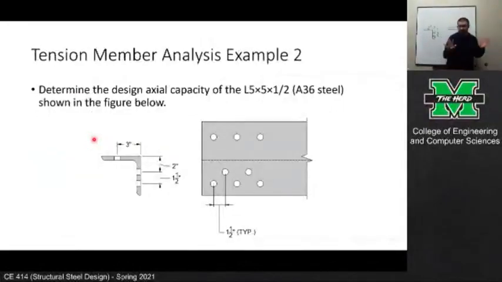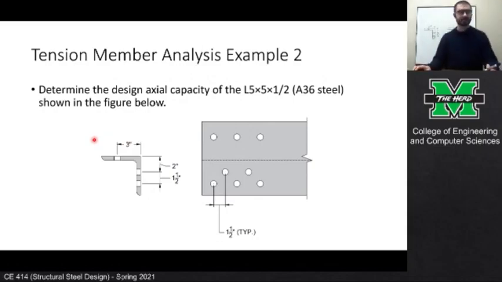Okay, and so this is going to be our problem for today. And I want to illustrate what's going on here because it might be a little confusing. So we have an angle, an L shape that has two lines of bolts in one leg and one line of bolts in another. But we kind of need to look at this three-dimensionally, and it's a little hard to see with the way it's drawn here.